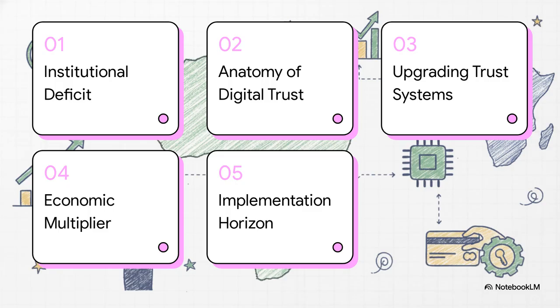To break this all down, here's our roadmap for today. 1. Africa's institutional deficit. 2. The anatomy of digital trust. 3. Upgrading traditional trust systems. 4. The economic multiplier effect. And 5. The implementation horizon.